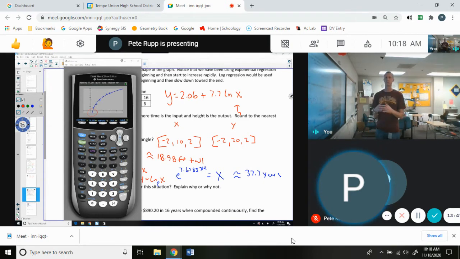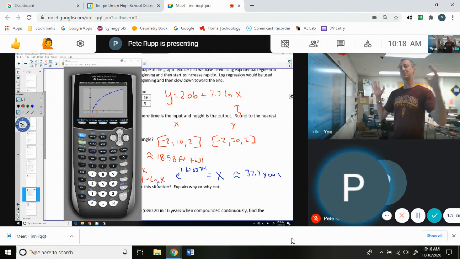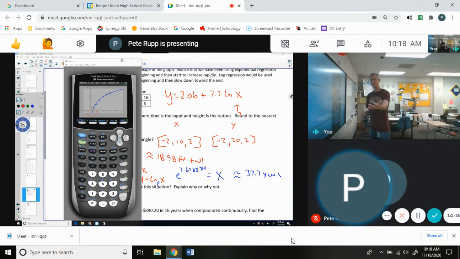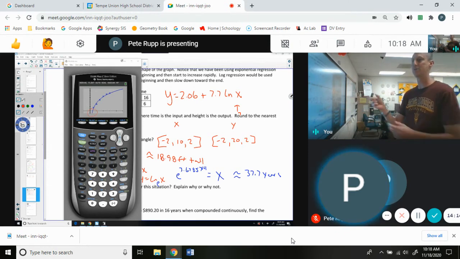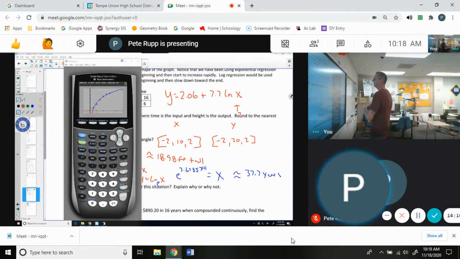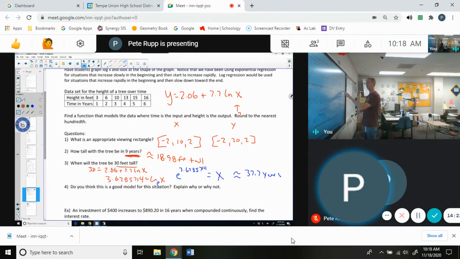So a lot of times models are good for a particular range. So maybe from like half a year to 30 years, this is a really good data set. But after 30 years, maybe this particular species of tree dies. So it isn't a great model for 100 years if the tree actually dies at 30 years, okay? So when you're looking for how good a model is, you're going to want to look at really small values, negative values. You're going to want to look at really large values to see the end behavior of the graph. In this case, the end behavior is where the model falls apart.